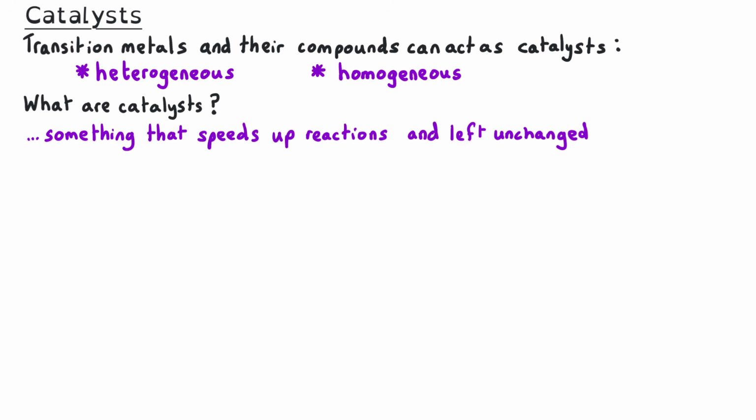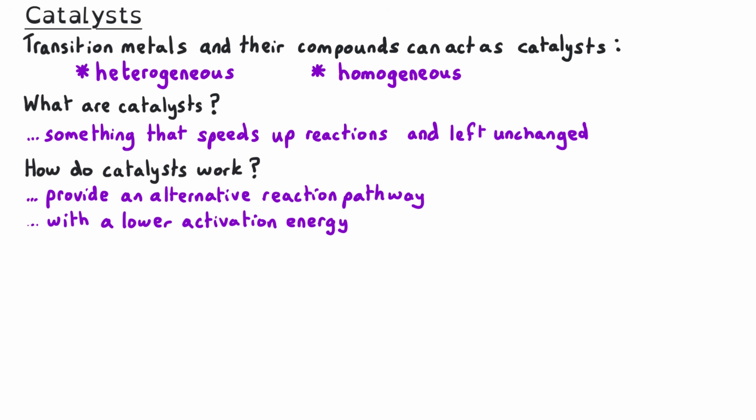A catalyst is something that speeds up the rate of a chemical reaction and is left unchanged by the reaction. In other words, it's not used up. And this allows for a faster reaction even at a relatively low temperature, and so therefore this saves energy and money and is more sustainable.